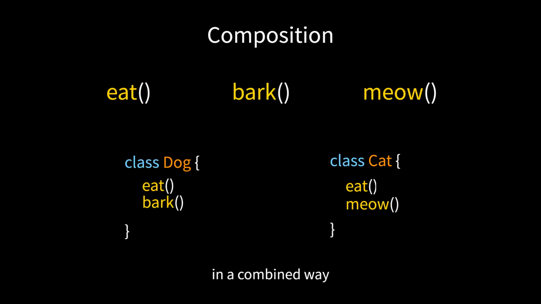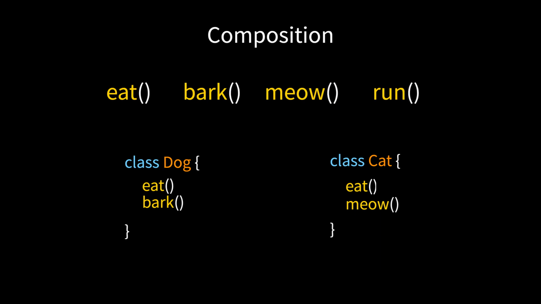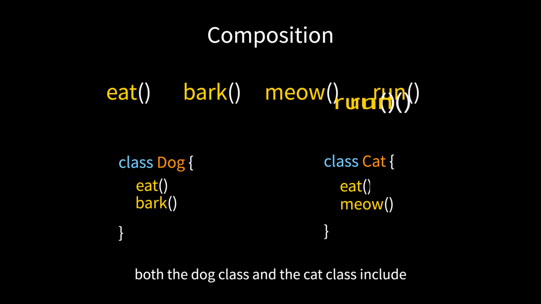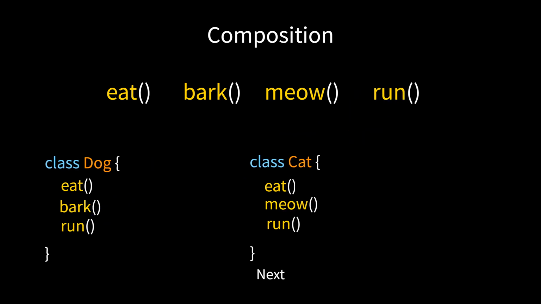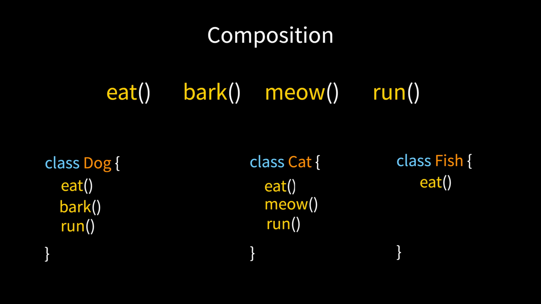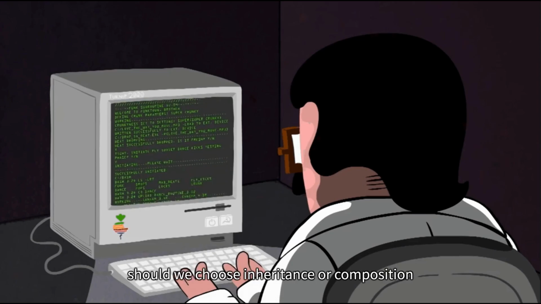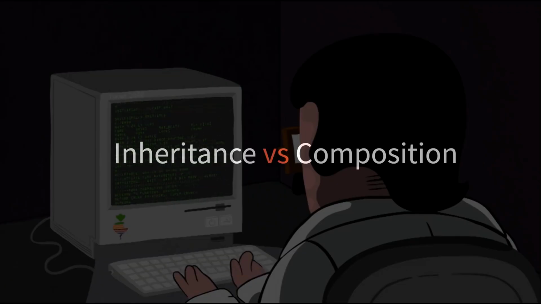Well, in the composition way, let's add a separate function called run. Then both the dog class and the cat class include the run function. Next, after we create the fish class, we only need to include the eat function. This way of writing, although a little complicated and redundant, is a more flexible approach and can effectively avoid the problem of inheritance just now. When we write code, should we choose inheritance or composition?